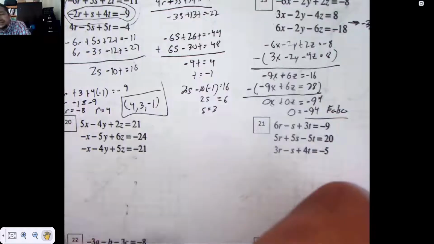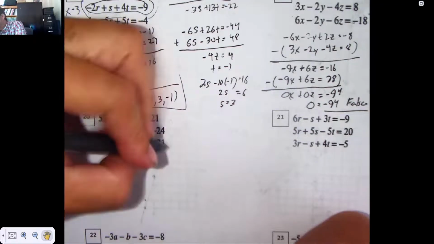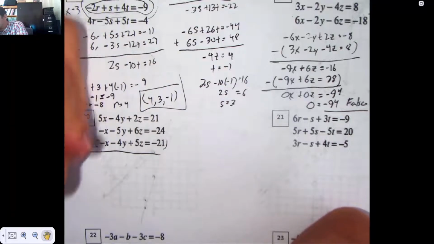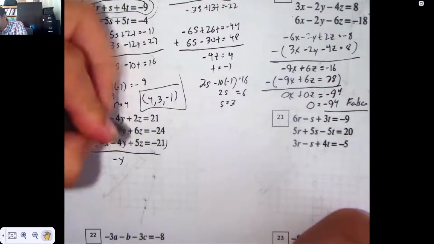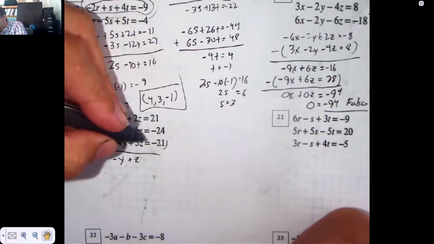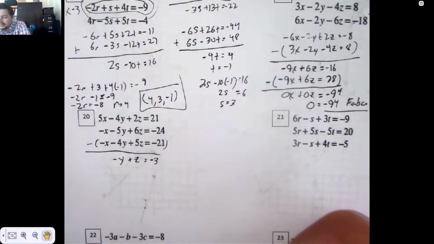All right, back to the scheduled program here. I am going to go after my x's here. I'm going to just go ahead and take that one away from that one. There'll be no x. A negative y, 6 minus 5 is a singular z. Negative 24 minus a negative 21 is a negative 3. So I'm deciding to attack my x's. That's what I'm going to do.